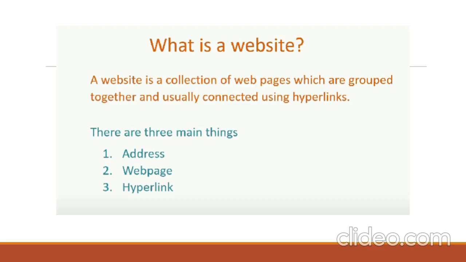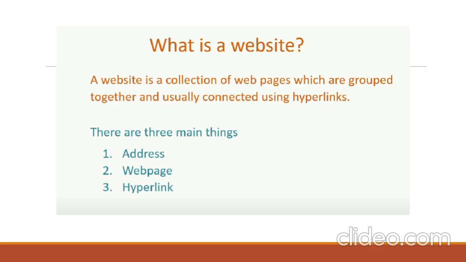Okay, first we see what a website is. Everyone knows about the website, no? A website is a collection of web pages which are grouped together and usually connected using hyperlinks. Every web page has hyperlinks. When we click on a link, we go to the next page. So many web pages are interlinked in one website.